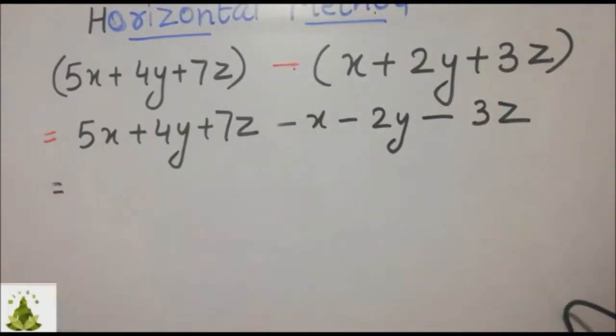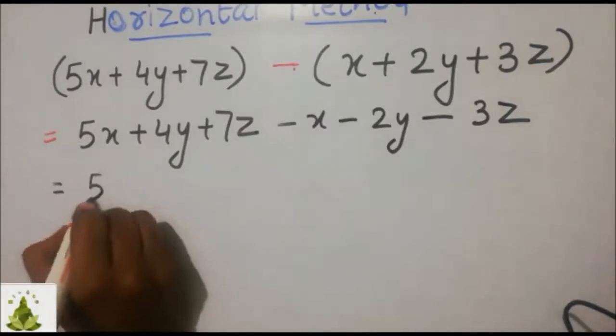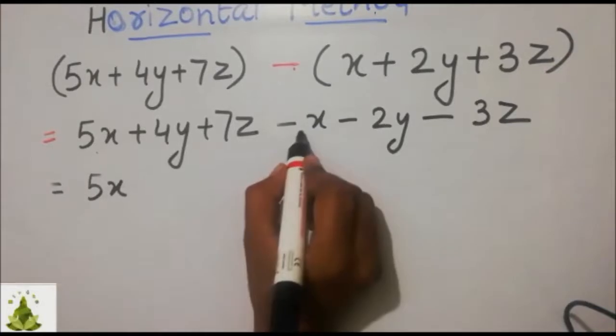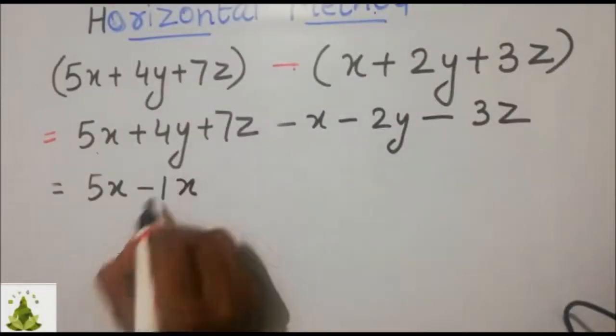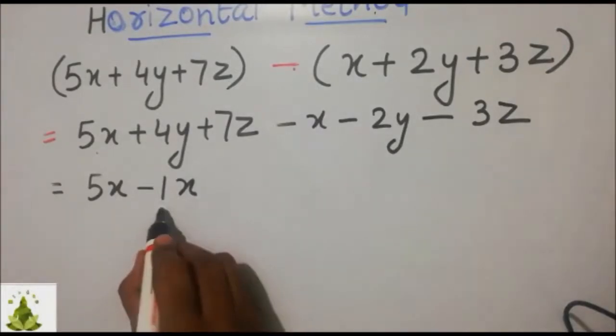Now take the like terms together. I will group all the like terms together. Now 5x, here is the 5x term, and here minus x. Minus x means, only x means 1 is there. That you have to remember. Only x means 1 is there.